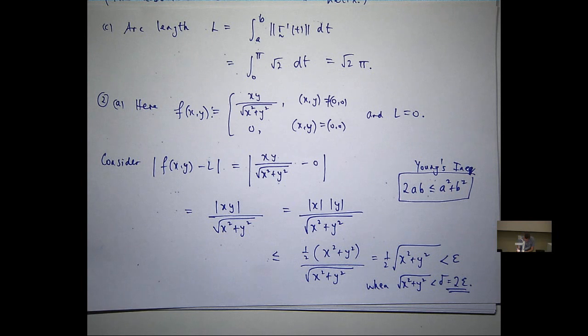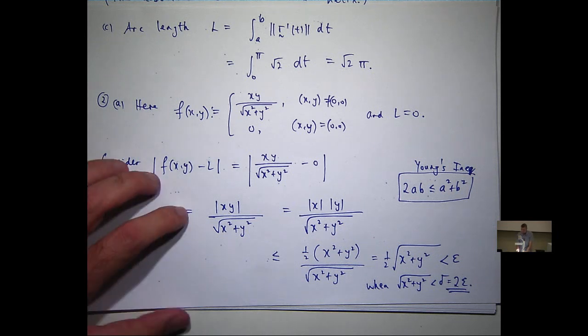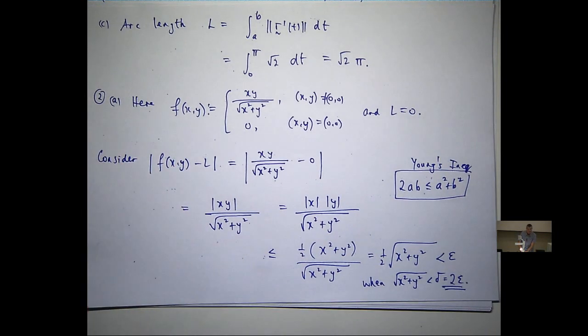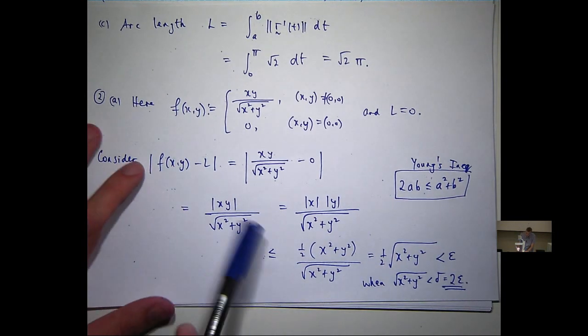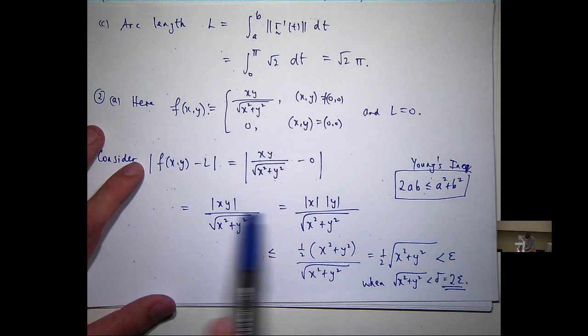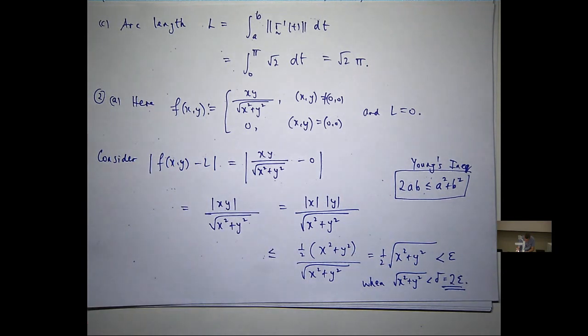So 2 things to remember in the actual dynamics here, I guess. Firstly, you want to transform this into something involving root x squared plus y squared. And the second thing is that you want to choose your delta somehow.